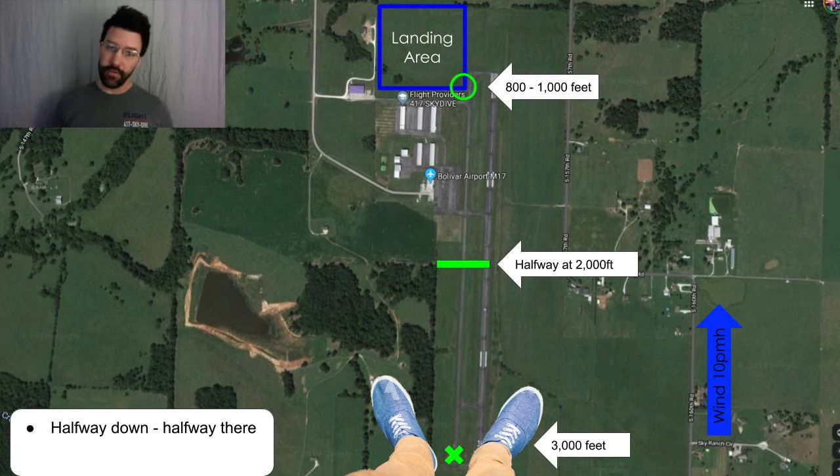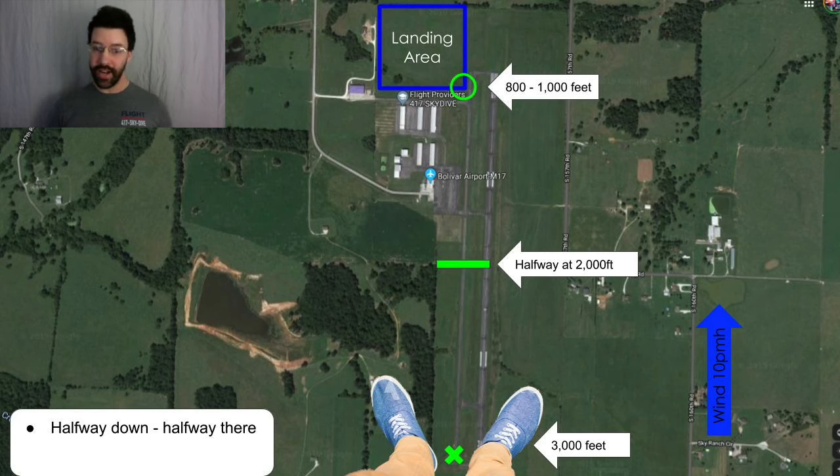So what we're going to do is mentally divide the distance in half. We can see that we're over the X. We can see the green circle, which will be our entry point for the downwind. Then we're going to mentally divide that distance in half, somewhere at about where that green bar is in the middle. So again, starting at 3,000 feet above the X, if we get to the halfway point and we're down to 2,000 feet, that means we lost roughly 1,000 feet of altitude.